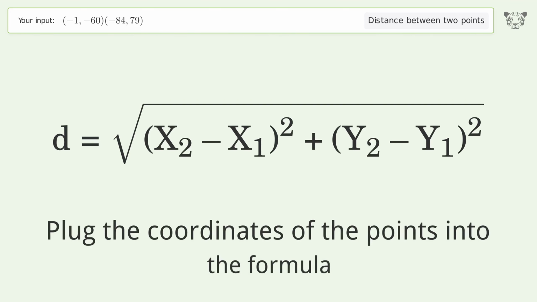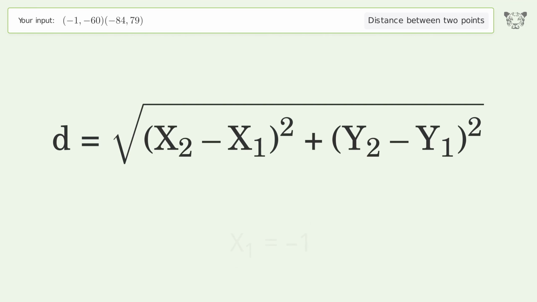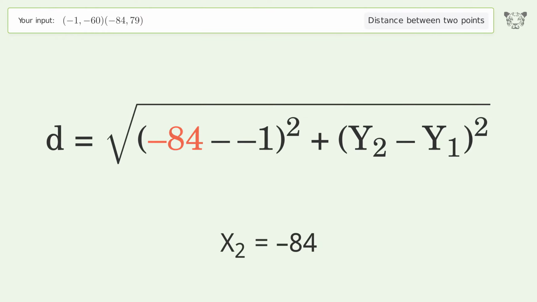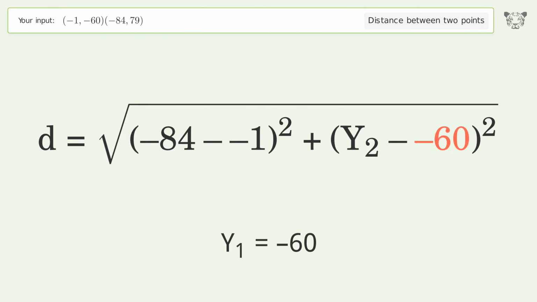Plug the coordinates of the points into the formula. x1 equals -1. x2 equals -84. y1 equals -60. y2 equals 79.